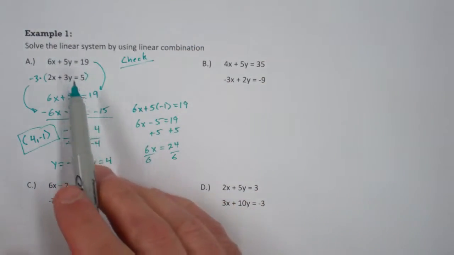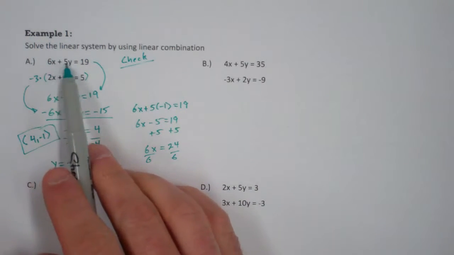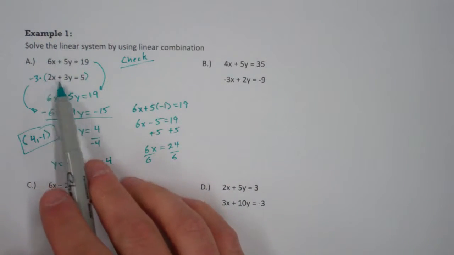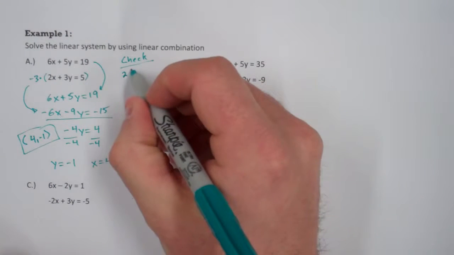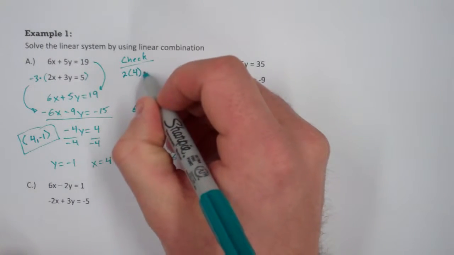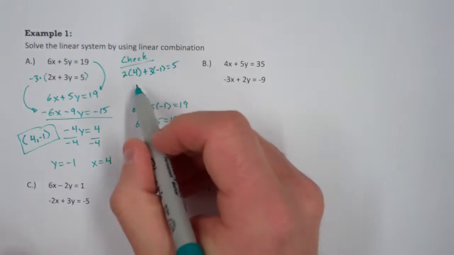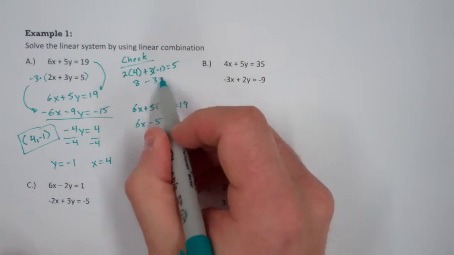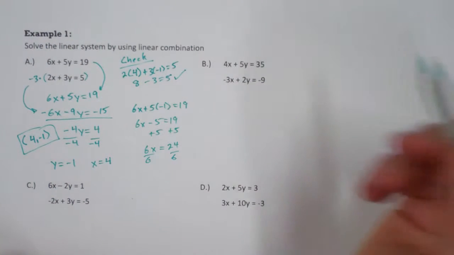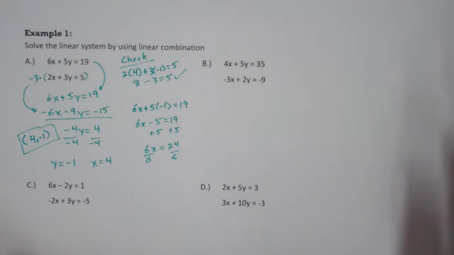I want to make sure that this is actually the solution, so we can do a little check. Let's use the equation we didn't use last. This one we didn't, so we'll take 2, multiply it by 4, add 3 times -1, and we should get 5. So we have 8 minus 3 is equal to 5, and that's a true statement.